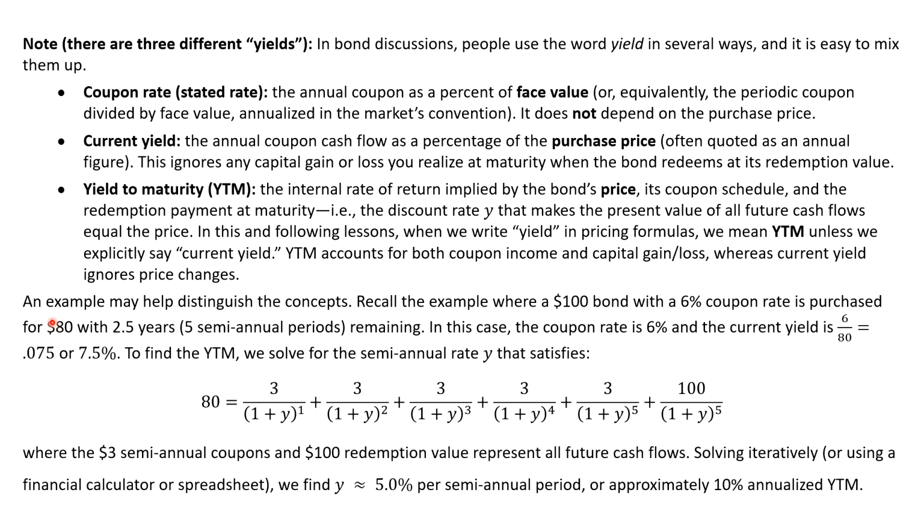That was the purchase price. And then you need to solve for y, which needs a numerical technique, which we're not going to do right here. But I'll tell you that if you solve for y, you get roughly 5%, or that comes to about 10% annualized YTM. Okay, so we'll come back to this.